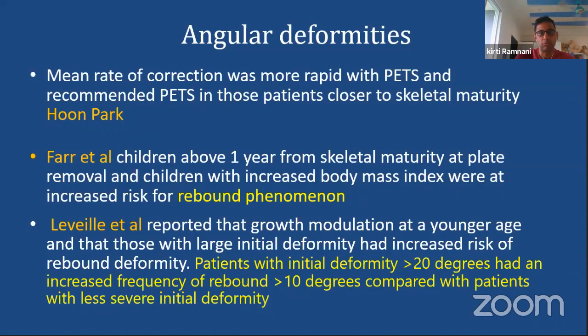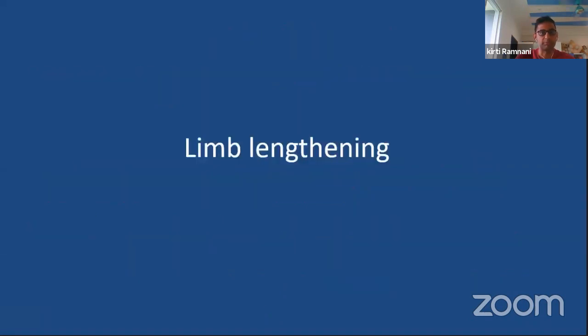Also, if you treat the child at a younger age, there is a high incidence of rebound. And if you treat the child at a later stage, specifically if there is less than 1 year from skeletal maturity at the time of removal of the 8-plate, then the rebound doesn't happen. But if there is more than 1 year of growth left when you remove the 8-plate, there is a high incidence of the rebound phenomenon.